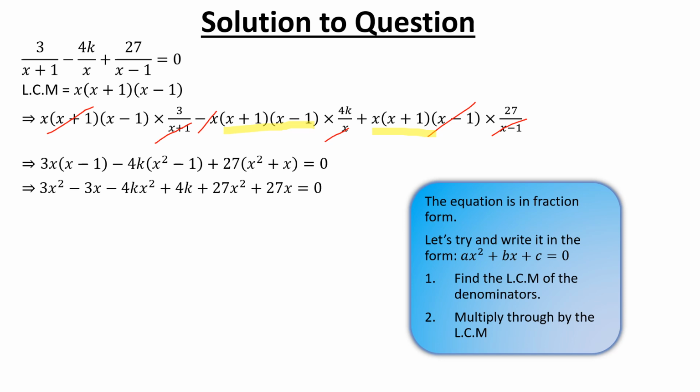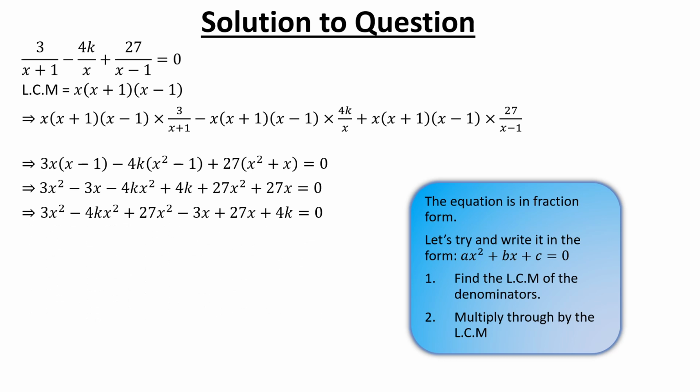Now when you expand, this is what you get. 3x squared minus 3x. And here you get minus 4x squared plus 4k, negative times negative 4, positive 4k. And here we have 27x squared plus 27x. Good. Let's continue.